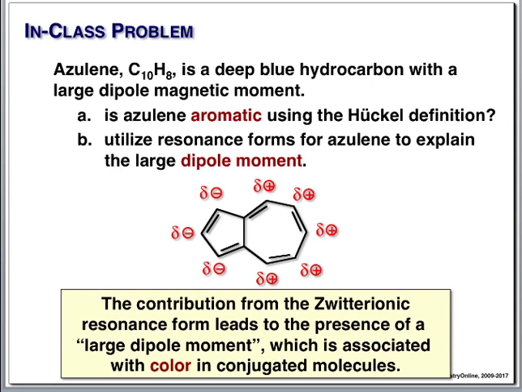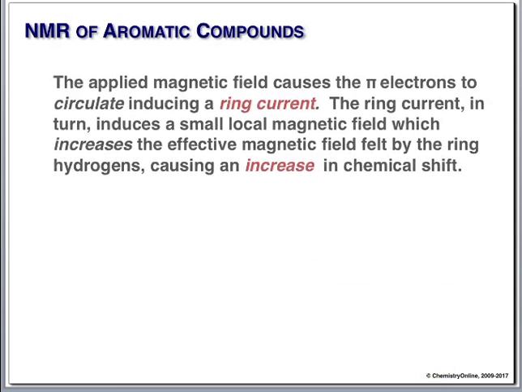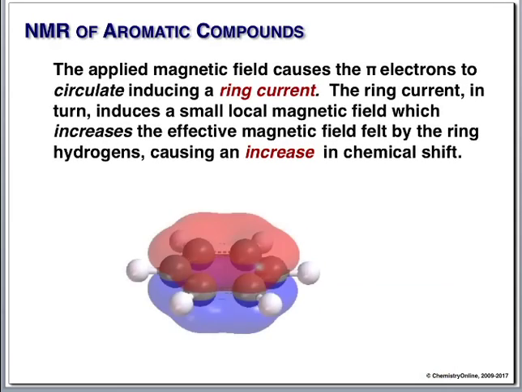This is a benzene ring. We have a pi system above, a pi system below. If we put this compound in a magnetic field, the magnetic field is going to affect these electrons. These are circulating electrons, and it's going to set off what's called a ring current.